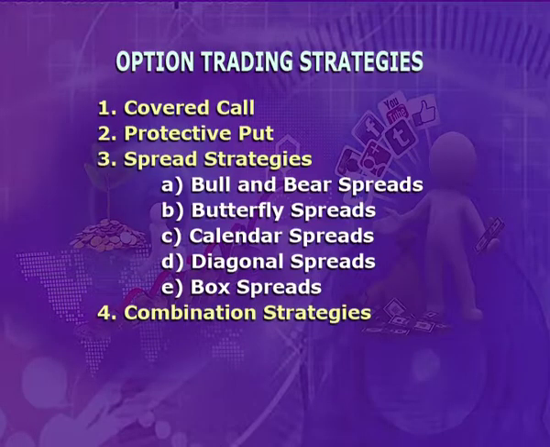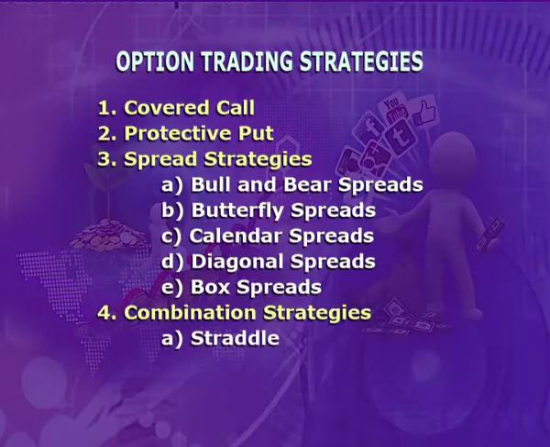Next point, combination strategies. A combination is an option trading strategy that involves taking a position in both calls and puts on the same stock. Point number A, straddle. One popular combination is a straddle, which involves buying a European call and put, with the same strike price and expiration date.